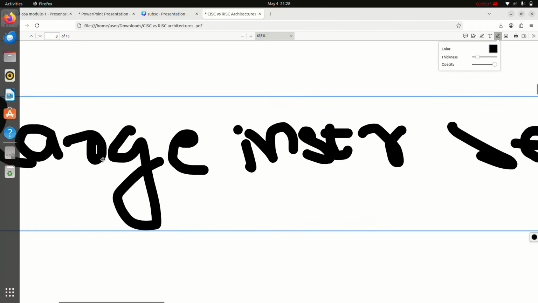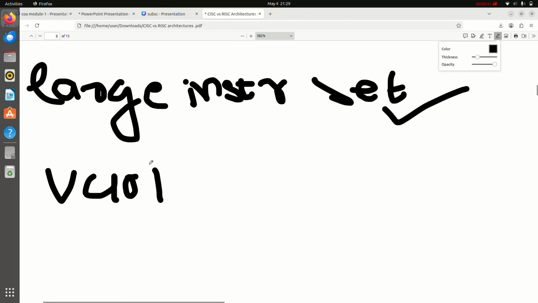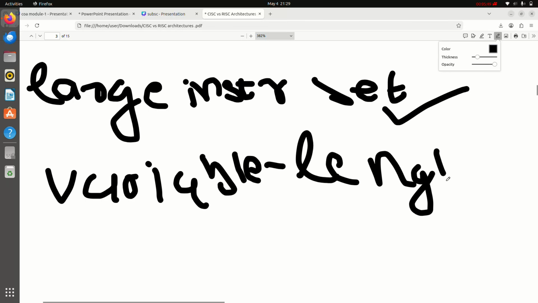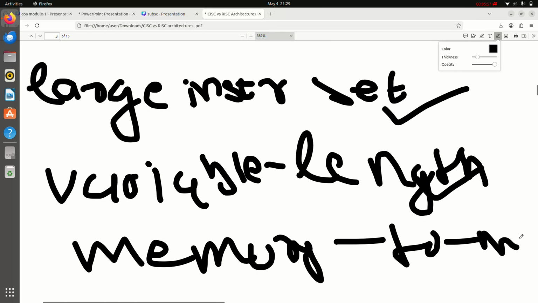Since there are hundreds of instructions, there is a large instruction set. It has variable length instructions, so decoding becomes slow and execution becomes slow. Then memory to memory operation means they can directly access the memory, that is why it is memory to memory.